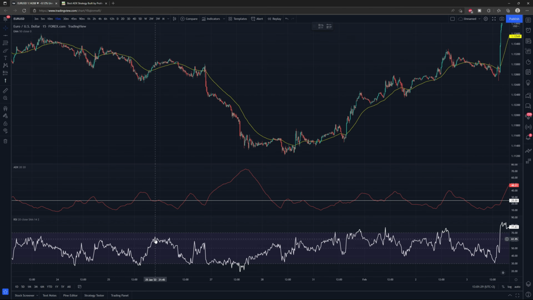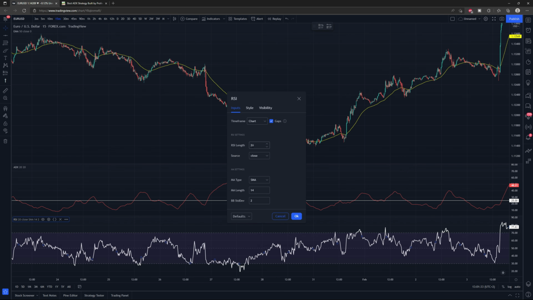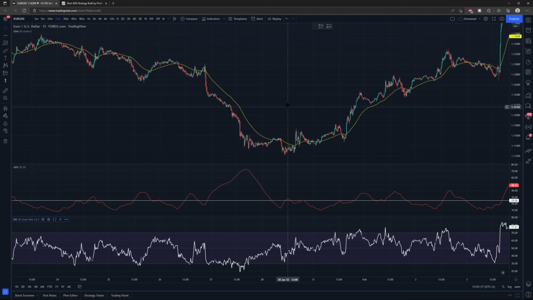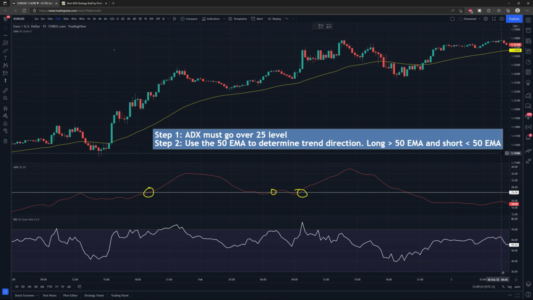And then the RSI, but not the standard RSI setting. So also going to have a 20-period RSI here. Now let's get into the strategy rules one by one. The first step with this strategy is you must see the ADX go over the 25 level like you see here, here, and here.